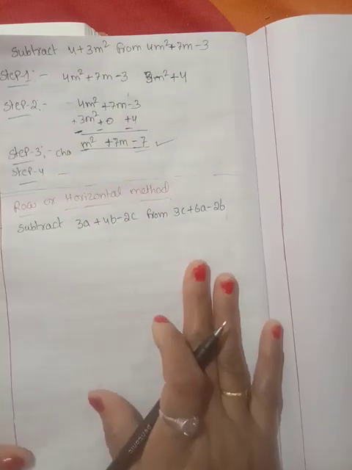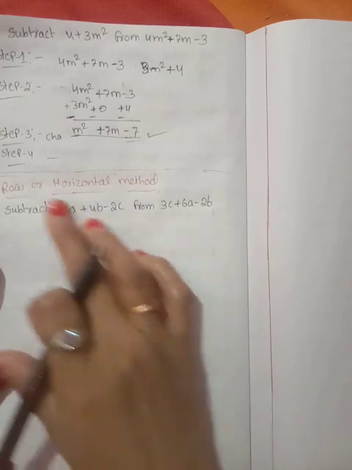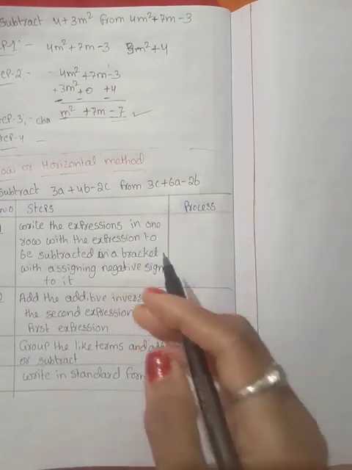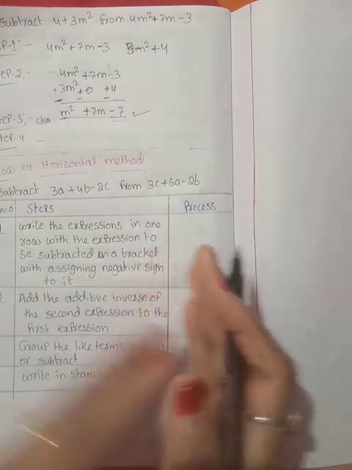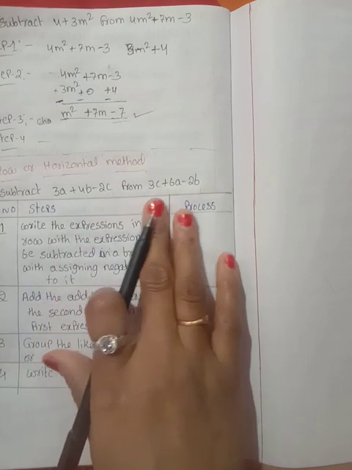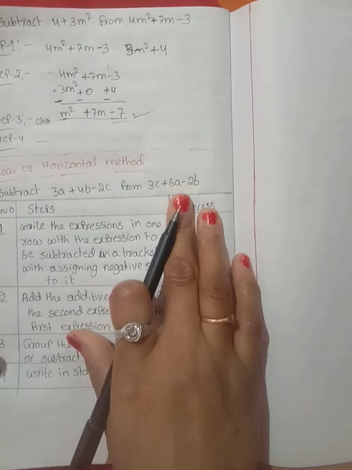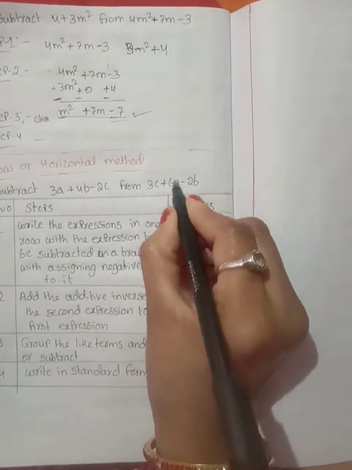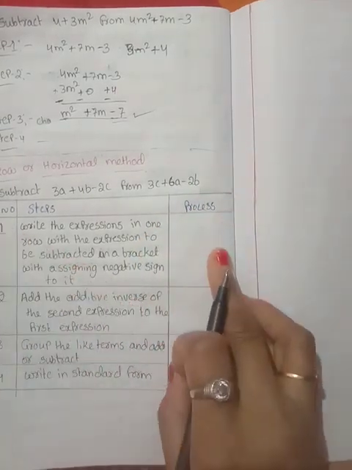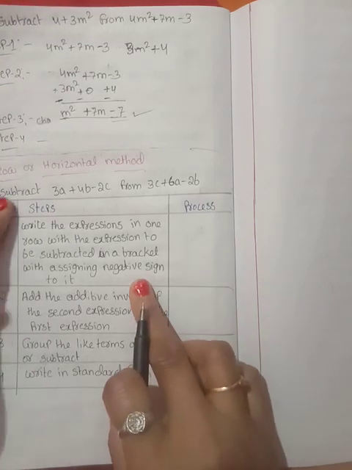Okay, this is one example, so you can learn it stepwise. This is the second method, the row or horizontal method. Let us consider another example. Subtract 3a plus 4b minus 2c from 3c plus 6a minus 2b. Learn it in this row method only.